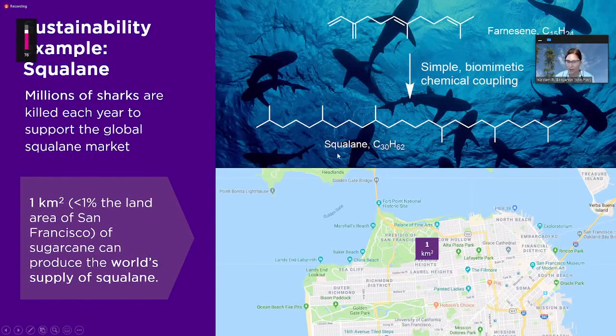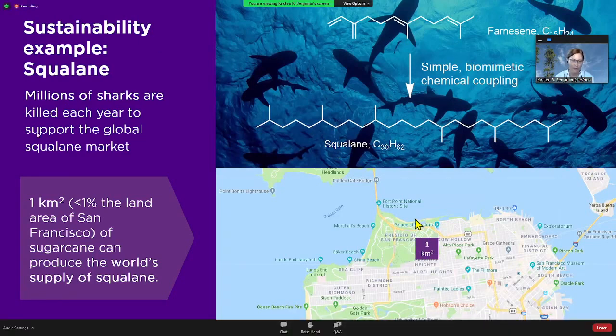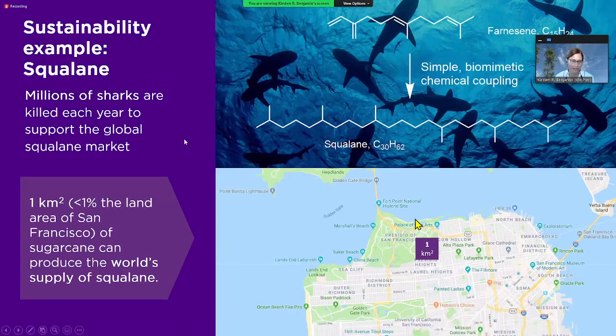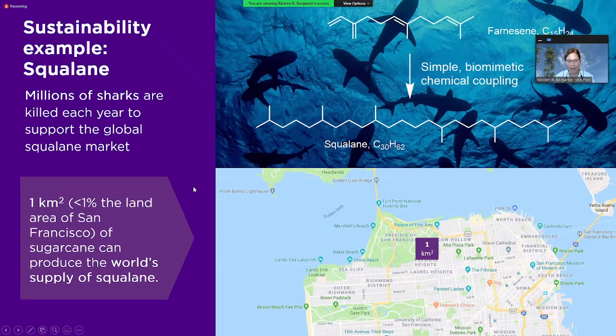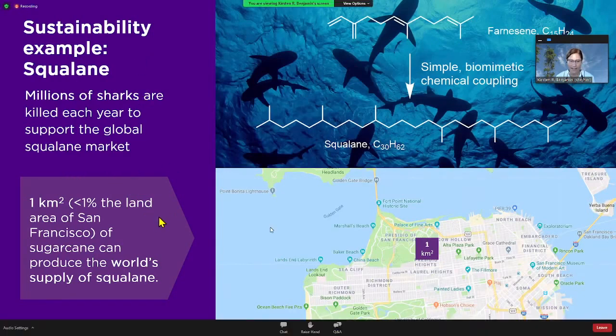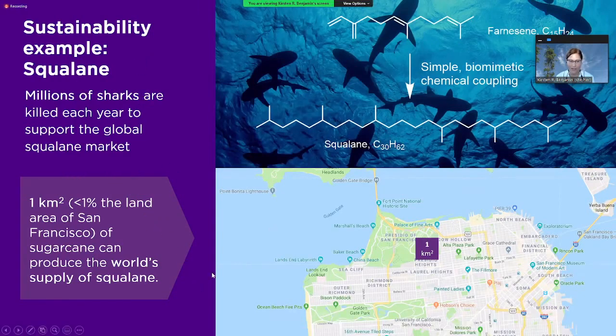This way of making squalane via industrial biotechnology can help save or avoid the killing of millions of sharks each year to support the squalane market. And this way is so efficient that we can produce the world's annual supply of squalane simply by harvesting sugarcane from an area of 1 kilometer squared. That's less than 1% of the land area of San Francisco.